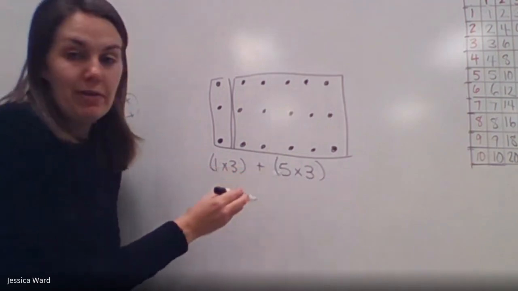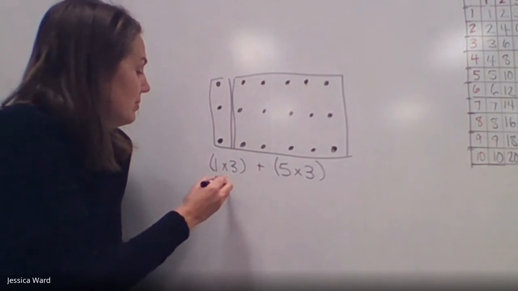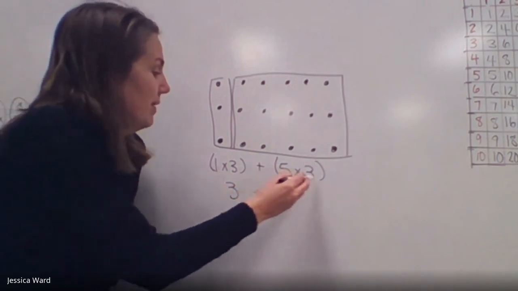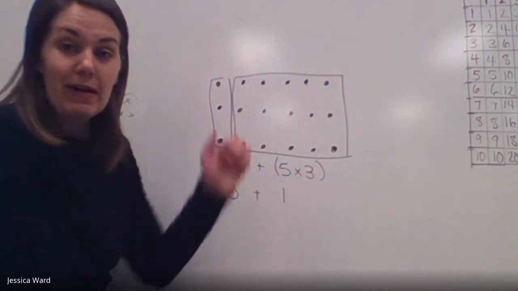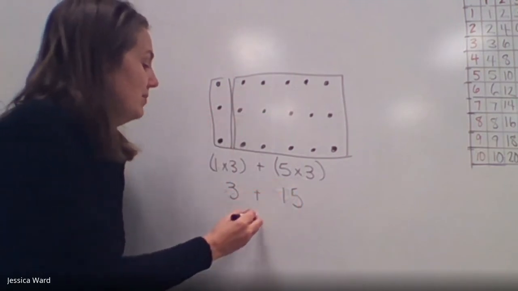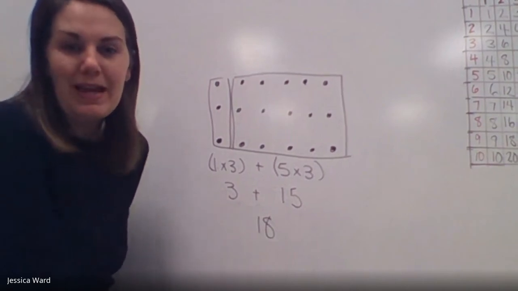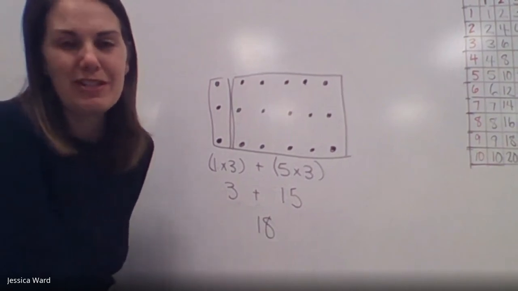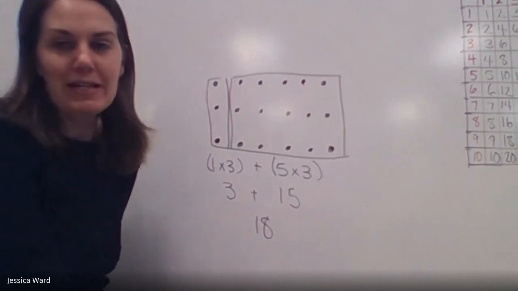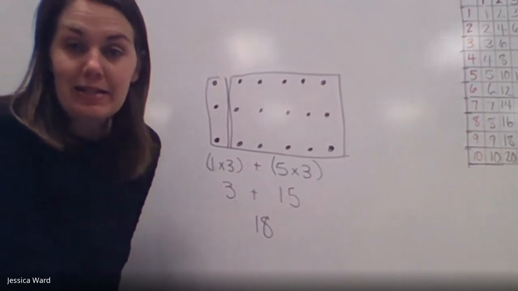5 and 1 together make 6, so I'm still dealing with the same array. I know that 1 times 3 is going to be 3. 5 times 3, I can count by 5. 5 times 3 is 15. Now I have 3 plus 15. I'm sorry, 3 plus 5 ones would be 8 ones, and then add 10 more to it to make it 18. So 3 plus 15 is 18. So I still got the same answer in a different way.